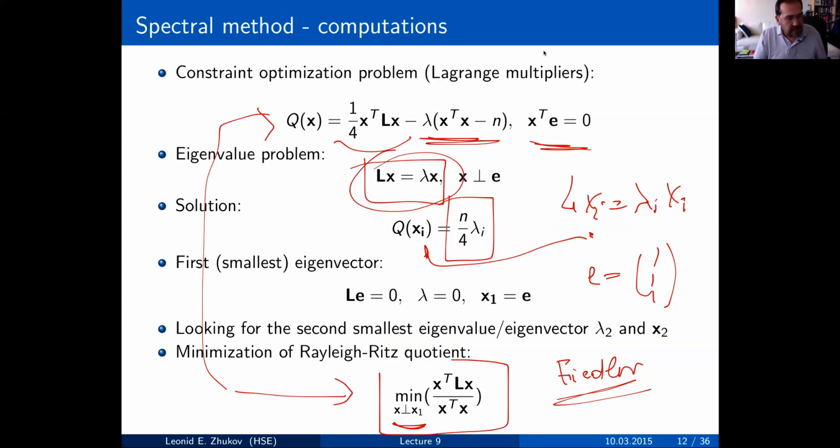So the bottom line, what we're trying to do is solve an optimization problem. To do this, we're looking for eigenvalues and eigenvectors of the graph Laplacian, the Laplace matrix. We do it through Lagrange multipliers, and the first eigenvector is constant, and the first eigenvalue is zero, and so we're looking for the second eigenvalue and second eigenvector, the second smallest eigenvalue, second smallest eigenvector.